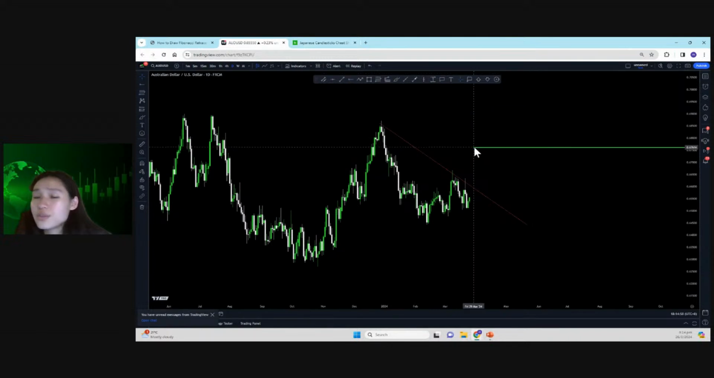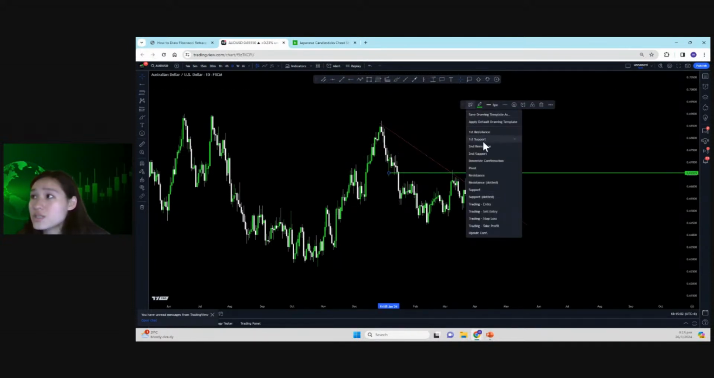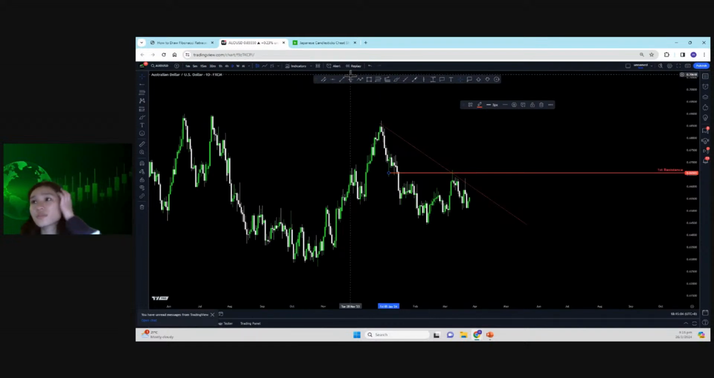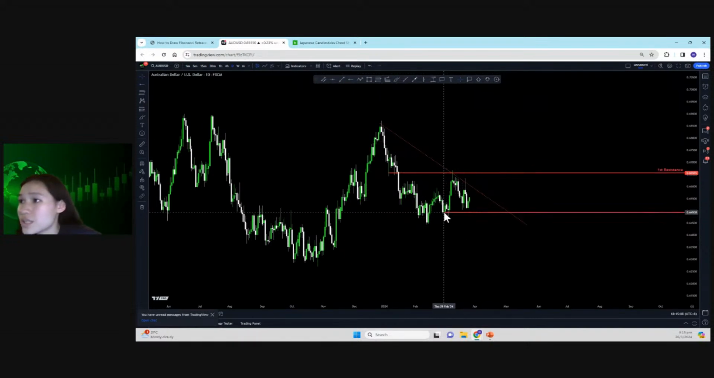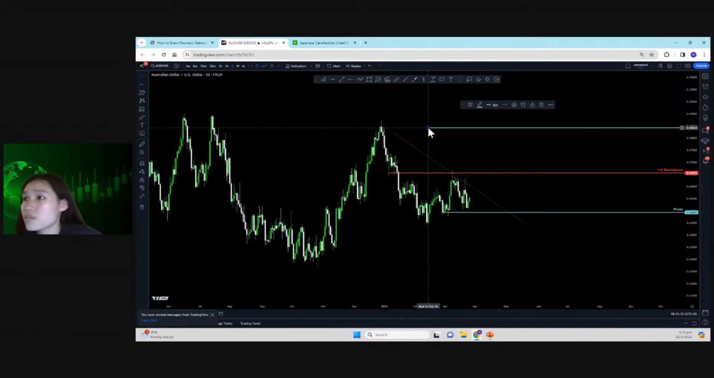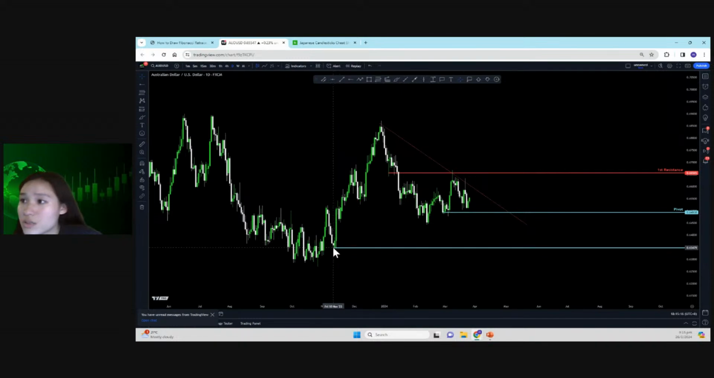Okay, now going in with our support and resistance levels. My first resistance is here. Pivot, I'm just going to place it here. And as for my first support, just here.